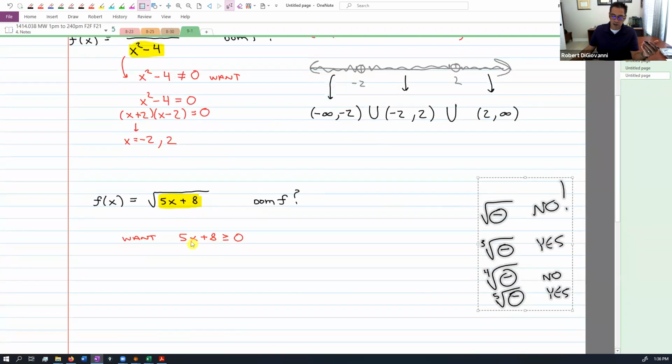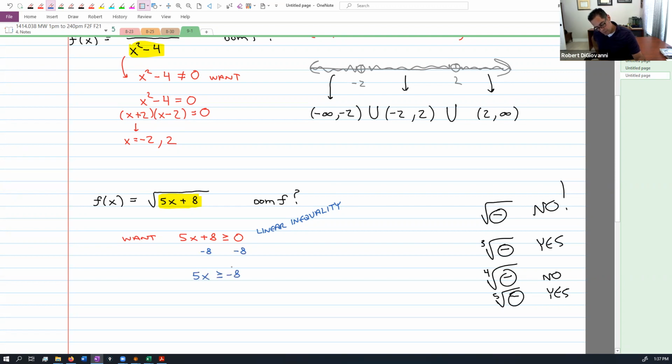Now what we're doing is looking at this. This has a name. This is not a linear equation. This is not a quadratic equation. This is what we call a linear inequality. And the way that you solve a linear inequality is exactly the same as the way you solve a linear equation, with one little exception. But let's just solve this. We move the 8 over, so we subtract 8 on both sides. And we divide both sides by 5.